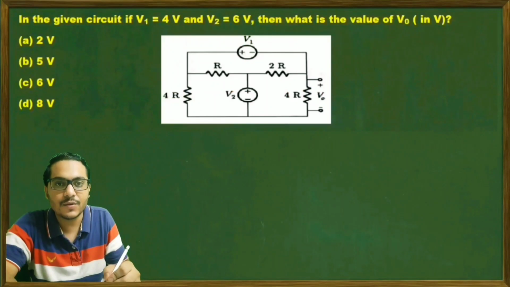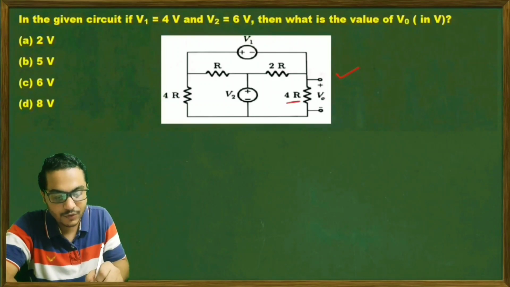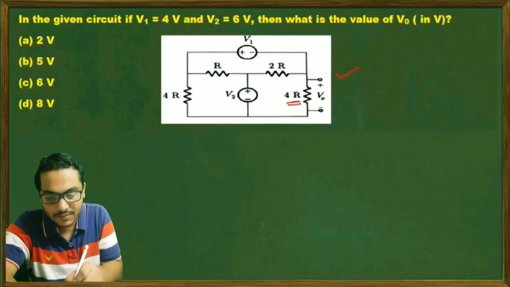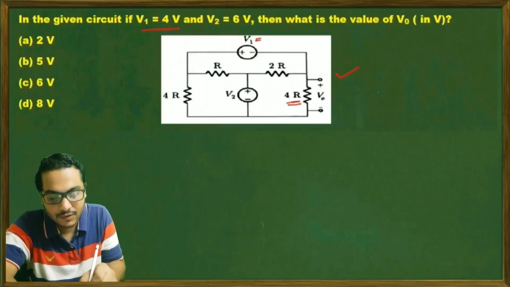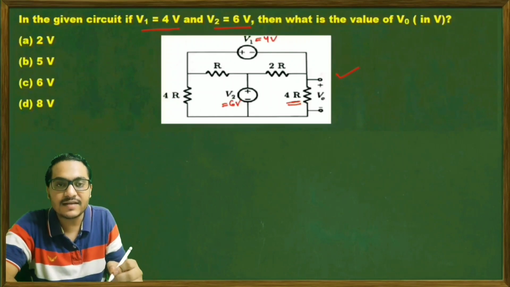In this question, we have been given a network, and we need to find what is the voltage across this 4R resistance, that is your V0. And in this question, V1 is given as 4 volt, so V1 equal to 4 volt, and V2 is your 6 volt, so V2 equal to 6 volt. Now let's apply nodal analysis here that we have studied.